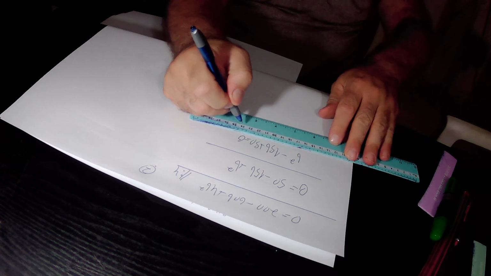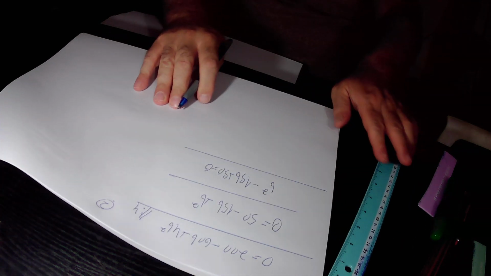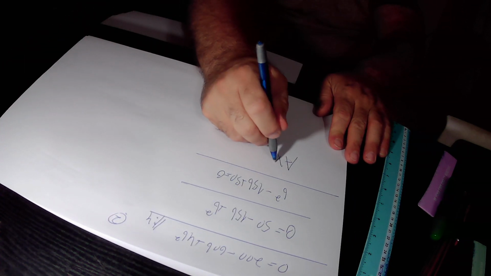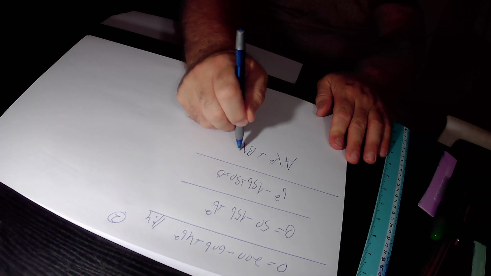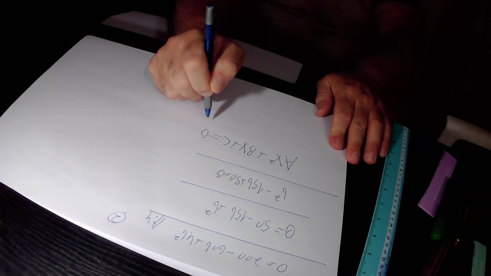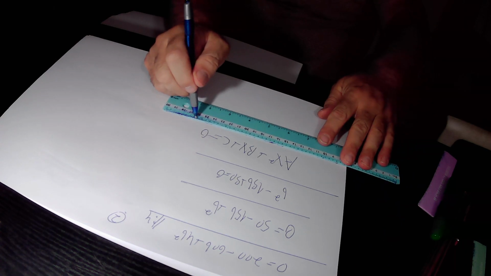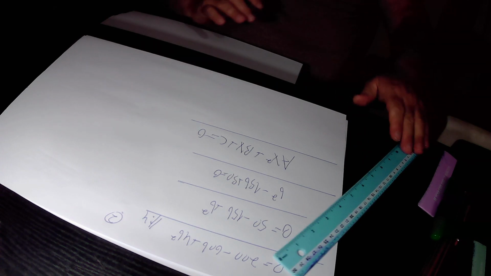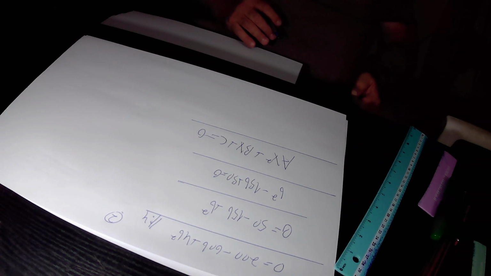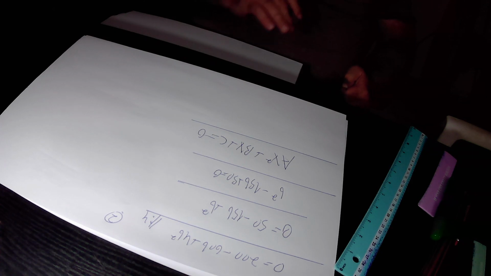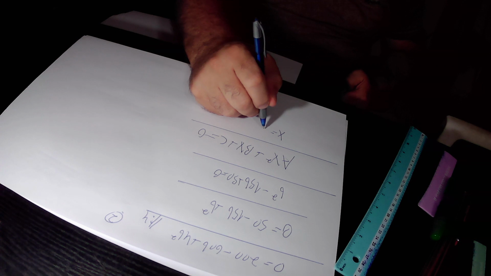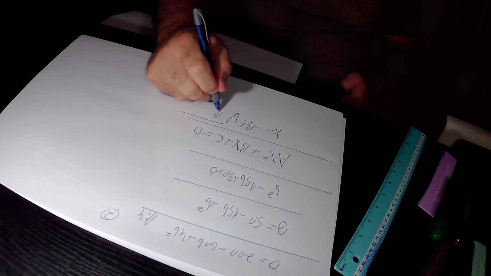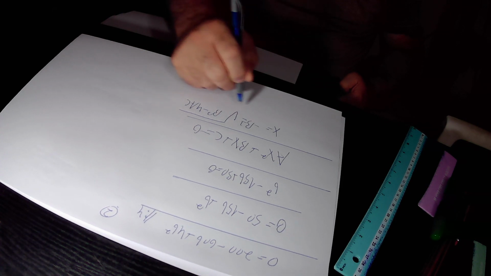So this is a quadratic equation, and the general form of a quadratic equation is ax squared plus bx plus c equals 0. In this general form, a, b, and c are the coefficients of the quadratic equation, and x is the variable that we are looking for. And we find the value of x according to the following formula: x equals minus b plus or minus the square root of b squared minus 4 times a times c, over 2a.